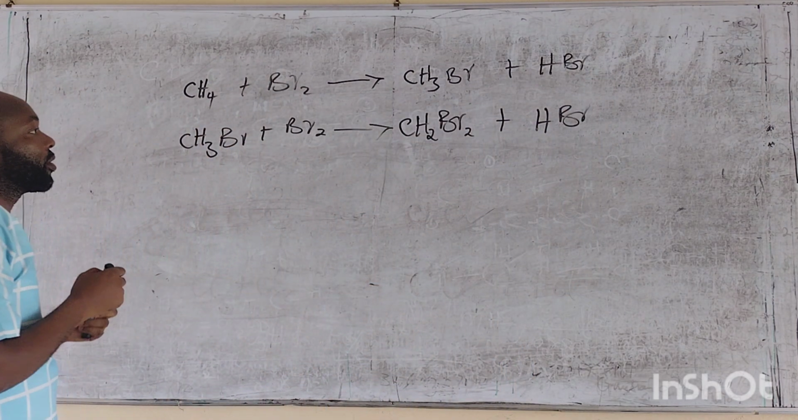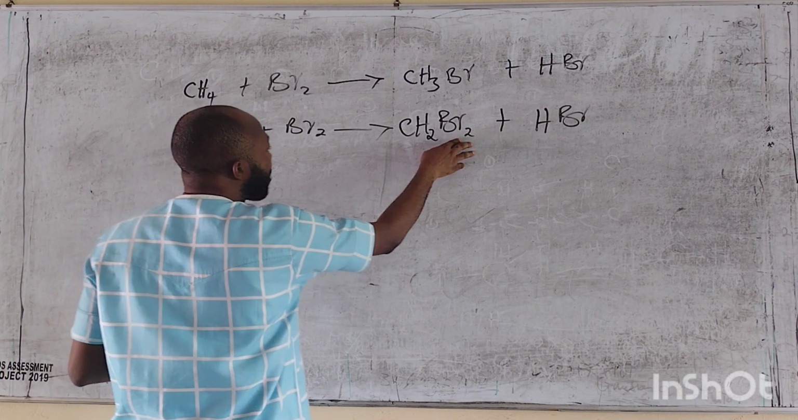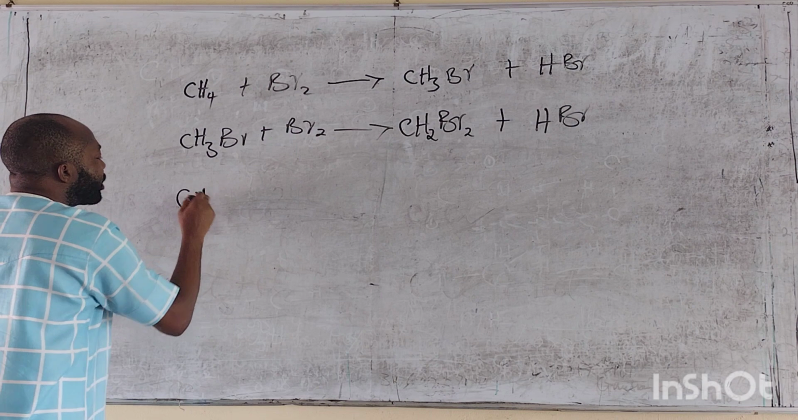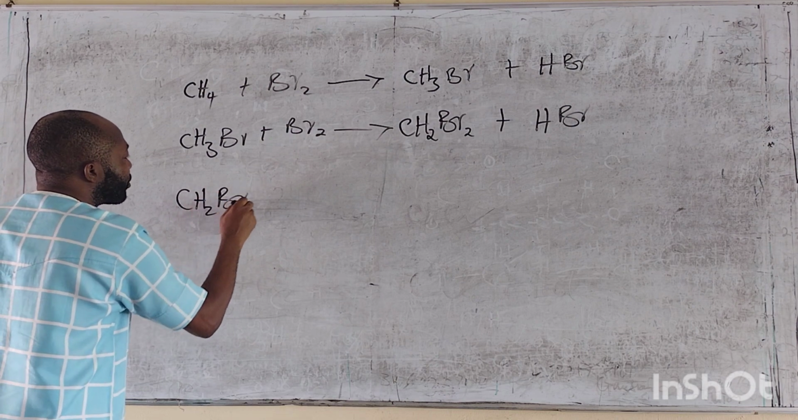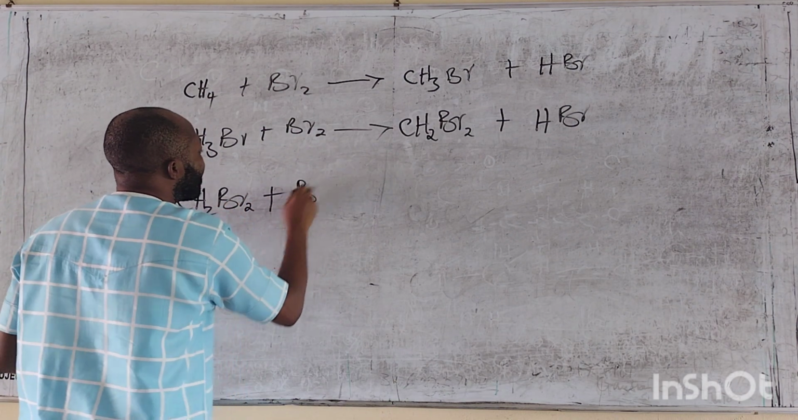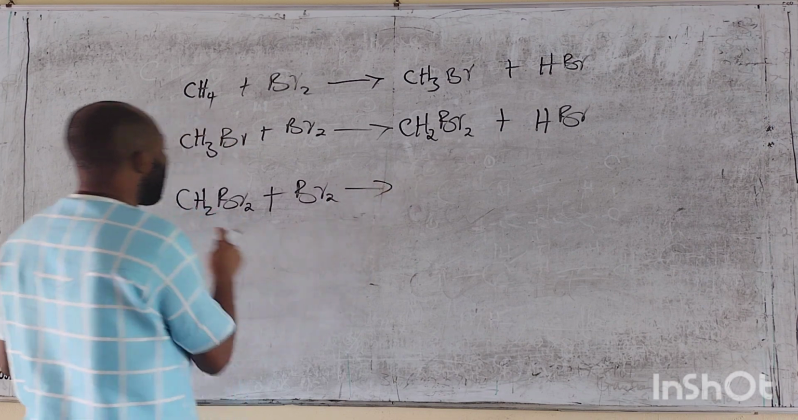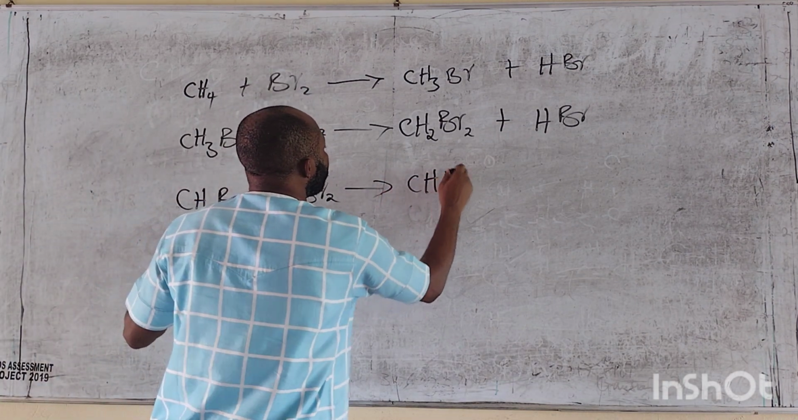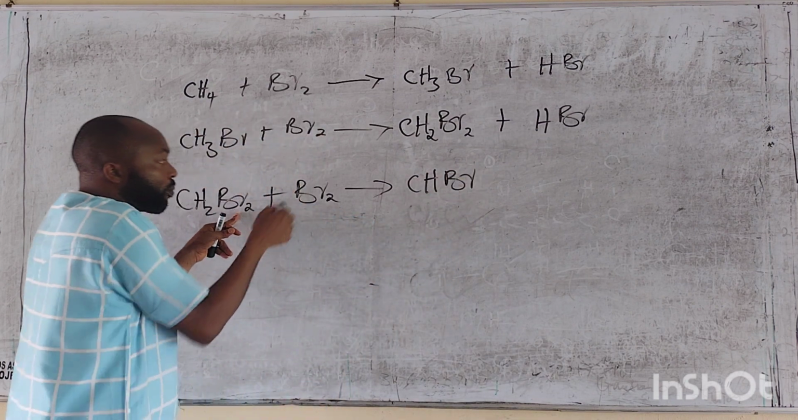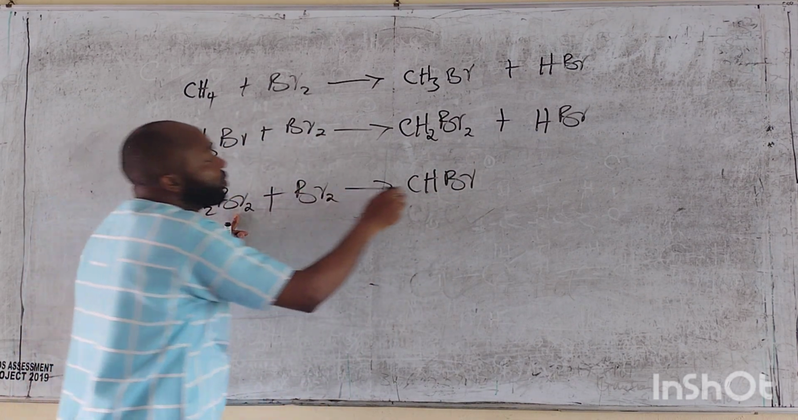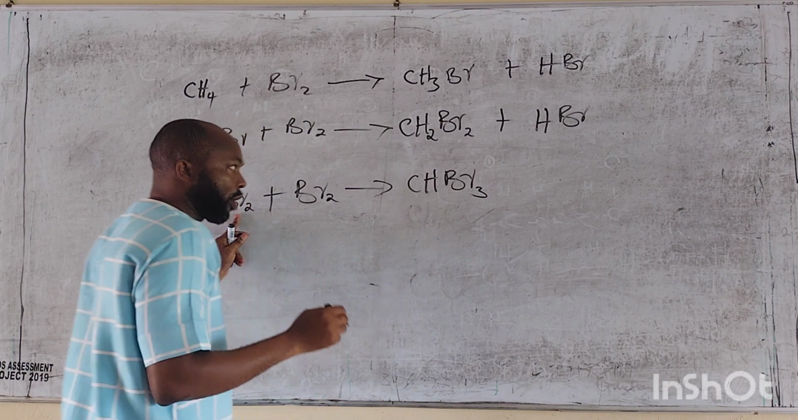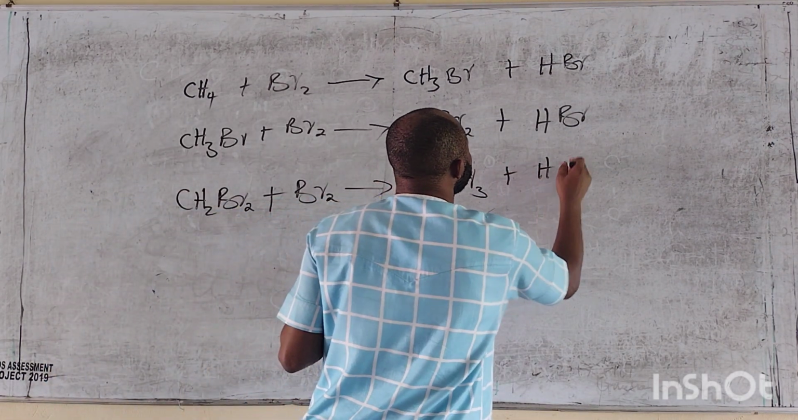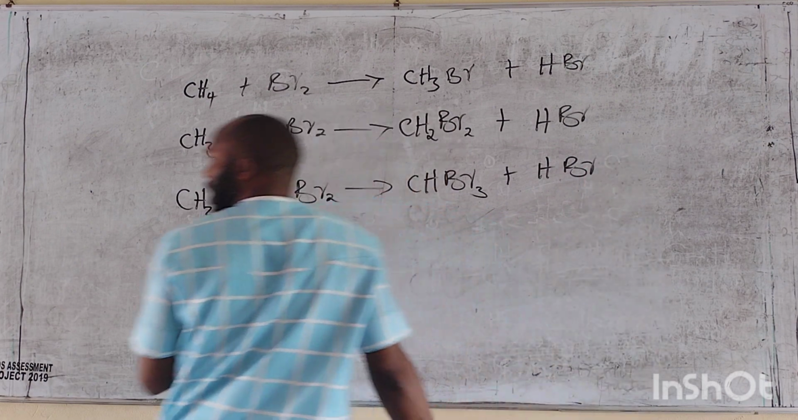Okay, now I move further. The dibromomethane will come over again. I have CH2Br2 plus Br2. 1 hydrogen will leave again. I will be left with CHBr2 plus the bromine that comes here gives you Br3. Are we together? Now we have hydrogen bromide again. Hydrogen bromide.